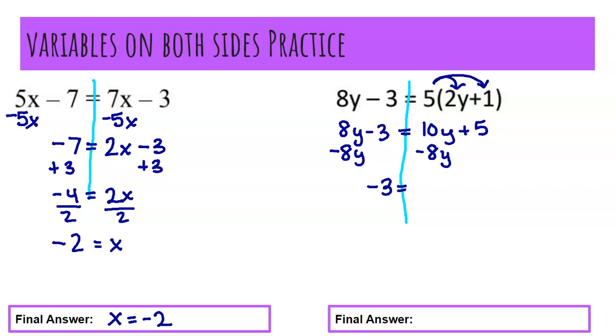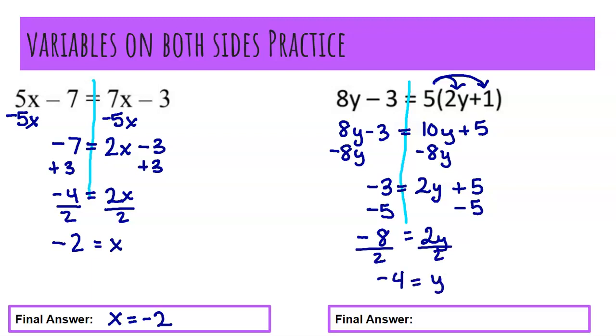So now I have 10y minus 8y gives me 2y. And bring down the plus 5. And now we're at a two-step equation. We need to do the inverse of adding 5. So we're going to subtract 5. Being very careful with our signs here because we have a negative 3 and a negative 5. They are going to combine to go further negative to give us negative 8. And then we're going to divide both sides by 2 to get our final answer, which is negative 4.